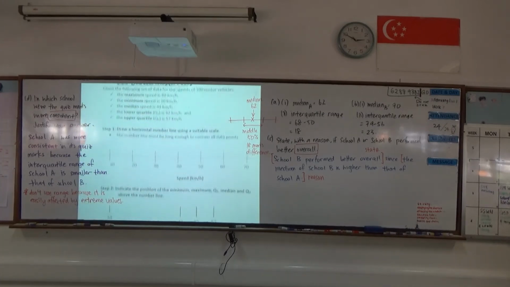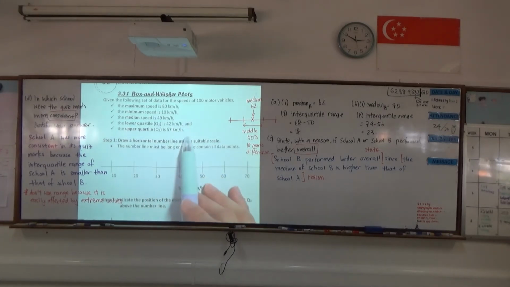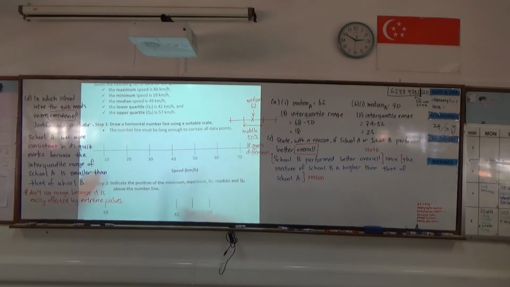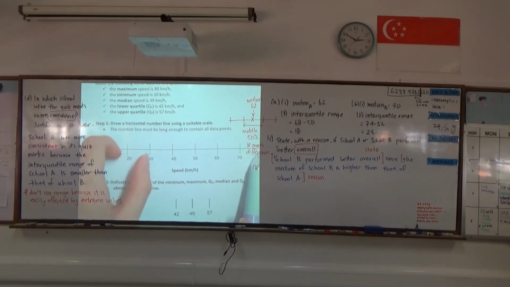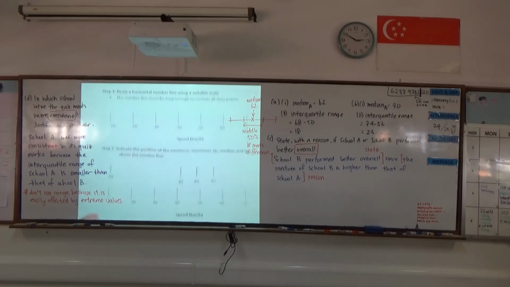So how do we go about drawing it? For instance, in this example, you are given the values already. We need to have a suitable scale. Usually, the scale and axis are given to you. If it's not, just decide a suitable one such that it can contain the minimum value all the way to the maximum value. I'm sure you know how to draw your own scale already.